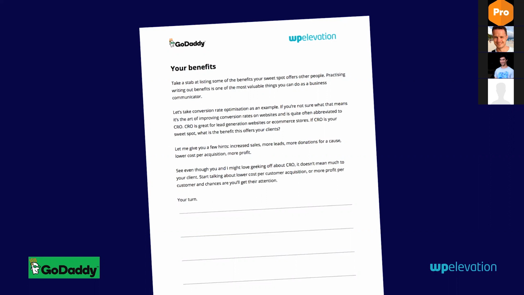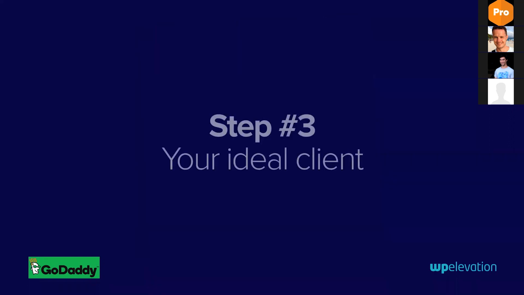All right. That is step 2 of the turnkey system. Step number 3 is your ideal client. Now that you know what kind of benefits your sweet spot offers other people, your job is to simply think about, okay, who stands to benefit the most from these benefits?